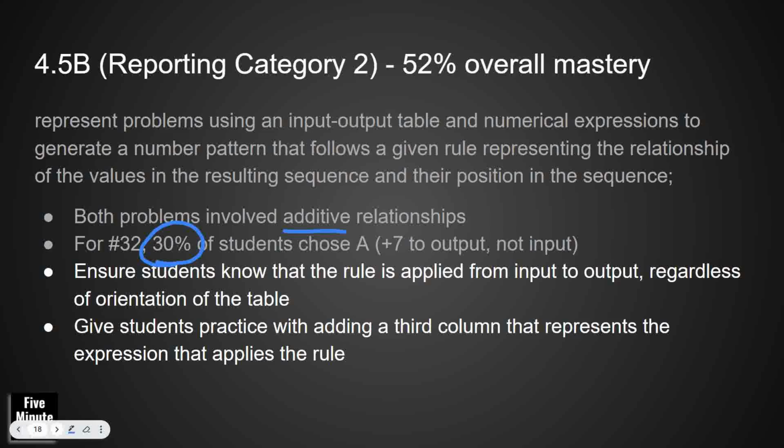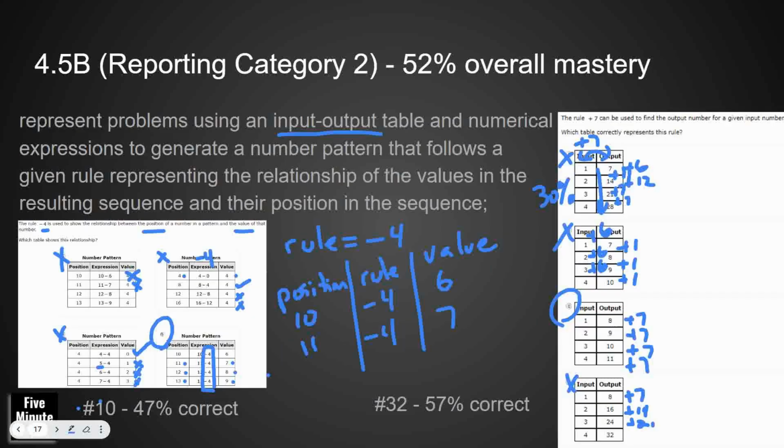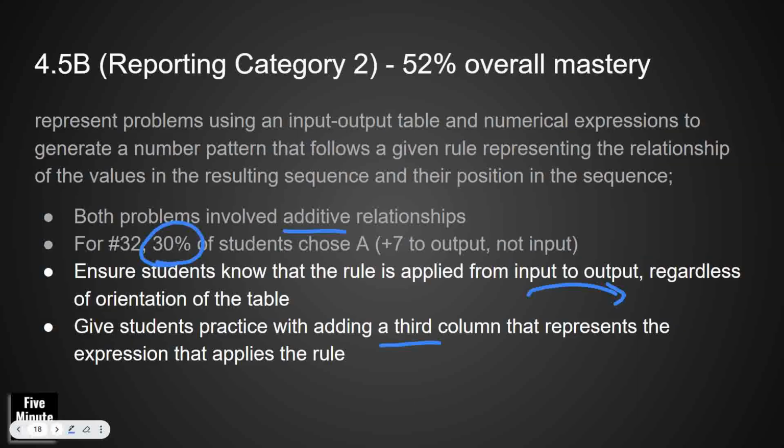And so what can we do? Well, we need to make sure that our students know that the rule is applied from the input to the output, regardless of the orientation of the table. Sometimes the tables are going to be vertical, sometimes horizontal. We need to make sure that they're seeing it from side to side rather than from up and down. And we need to give students practice adding that third column. I think that might have messed some of our students up on number 10. So that third column of including that expression would be good practice for some of our students.